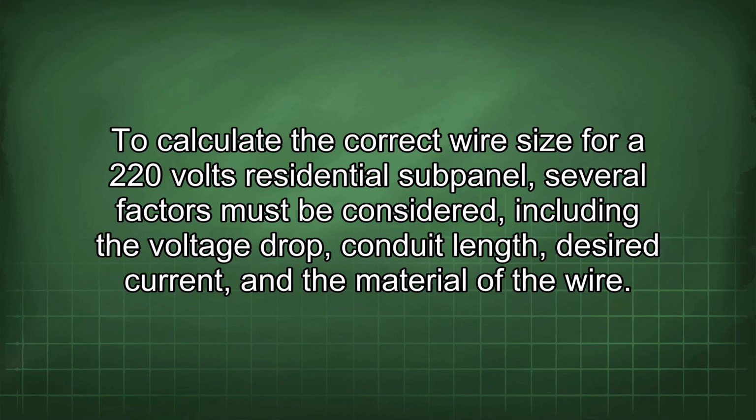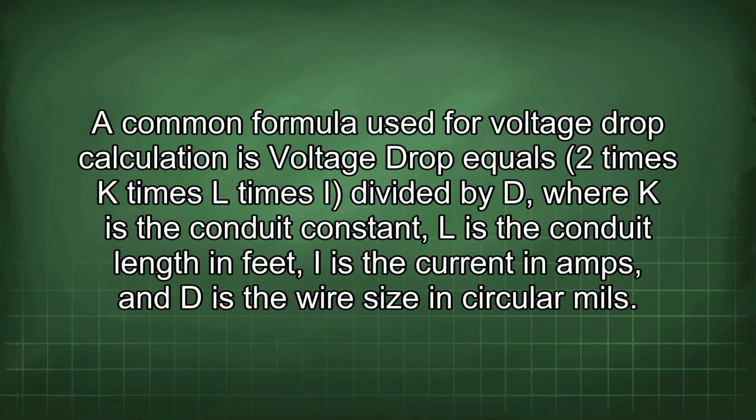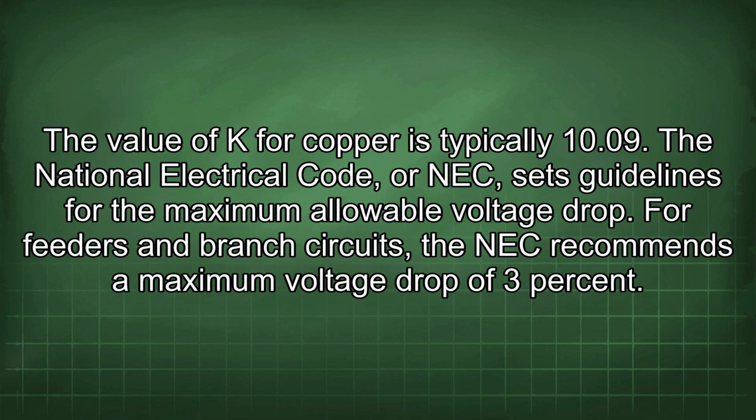To calculate the correct wire size for a 220 volt residential subpanel, several factors must be considered, including the voltage drop, conduit length, desired current, and the material of the wire. A common formula used for voltage drop calculation is voltage drop equals 2 times K times L times I divided by D, where K is the conduit constant, L is the conduit length in feet, I is the current in amps, and D is the wire size in circular mils.